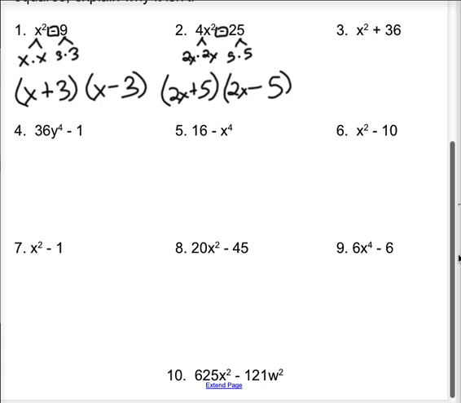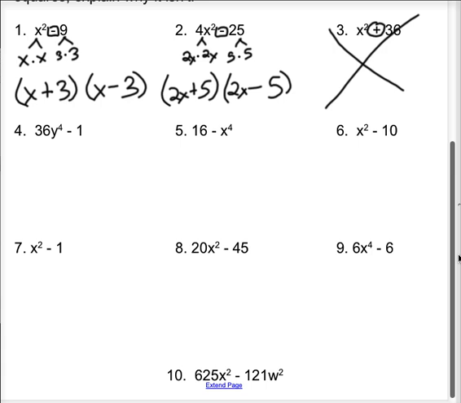Now, number 3. Number 3 has a little bit of an issue. The first thing that I notice, it has a plus there instead of a minus. So before I do anything, I can already rule this out of being able to be a difference of squares problem because it's not subtraction, it's addition. So I'm going to cross that one off right away. That is not what we are looking for.